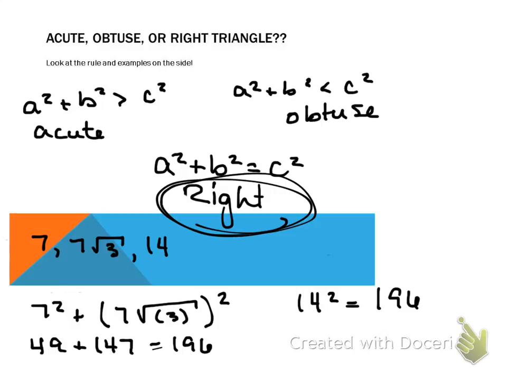Also, one thing I forgot to do, we need to check and make sure this actually is a triangle. 7 plus 7 square root of 3, which is about 12.12, equals about 19.12, which is larger than 14. So yes, it is a triangle, and it is right.